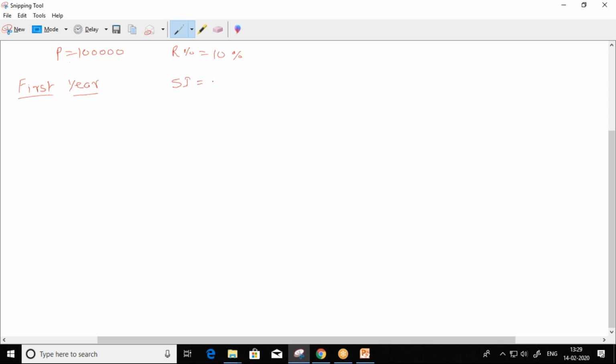So simple interest for the first year is PRT divided by 100. In our case, P is 1 lakh, R is 10%, T is 1, divided by 100. And when you calculate this, you will be getting 10,000. So the simple interest for the first year is 10,000. So what is the amount at the end of 1 year? Amount is going to be 1 lakh plus 10,000. So this is going to be 1 lakh 10,000.